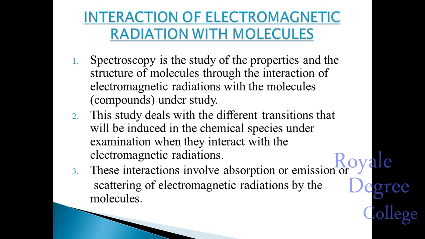So, spectroscopy is the study of the properties and the structure of molecules through the interaction of electromagnetic radiations with the molecules or compounds under study. This study deals with the different transitions that will be induced in the chemical species under examination when they interact with the electromagnetic radiations. So these interactions involve absorption or emission or scattering of electromagnetic radiations by the molecules.